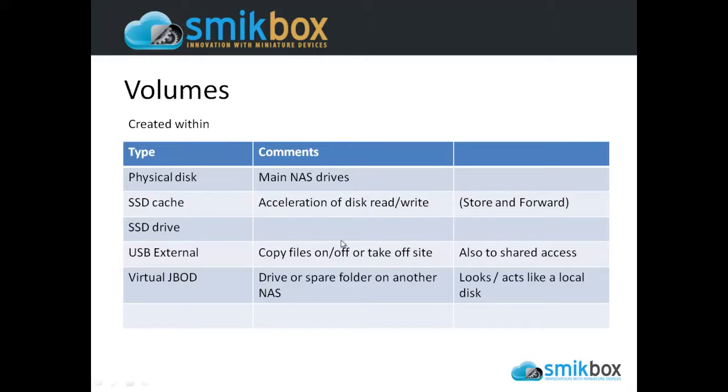So there's a multitude of uses for these external USB connected drives, so we'll be covering those as we move through. Then there's a virtual JBOD. A virtual JBOD is merely an area of another NAS or device on your network that is allocated to this NAS for use, and it will appear to the users and to all software on this NAS as just a part of the local NAS's storage. They won't be aware that the physical virtual volume is somewhere else. It doesn't even have to be in the same office. It can be in a remote location.